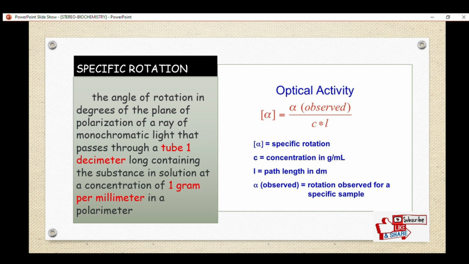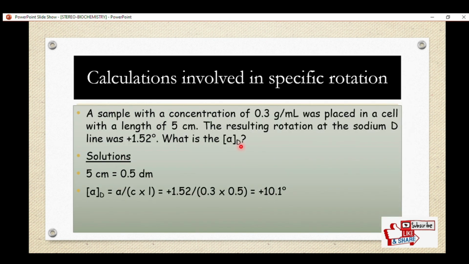Okay, so let's do some simple calculations involved in specific rotation. A sample with a concentration of 0.3 gram per mil was placed in a cell with a length of 5 centimeter. The resulting rotation of the sodium D line was 1.52 degrees in the positive direction. What is the specific rotation? That is the alpha with sodium lamp, that's D lamp. So that's how it is represented. So how can we go about this question?